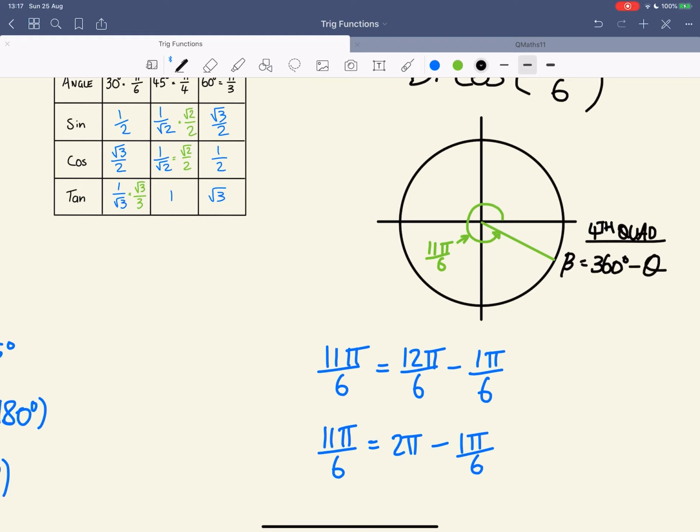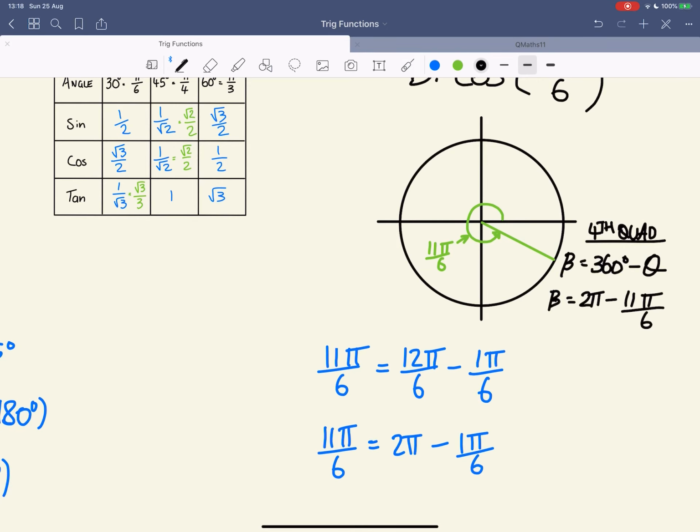But in this case, we're working in terms of pi. We're not really working in degrees here, are we? So I can re-express this as not 360 degrees, but 2 pi. Take away our angle here, which we know, right? Our angle here is 11 pi on 6, 11 pi on 6, okay?